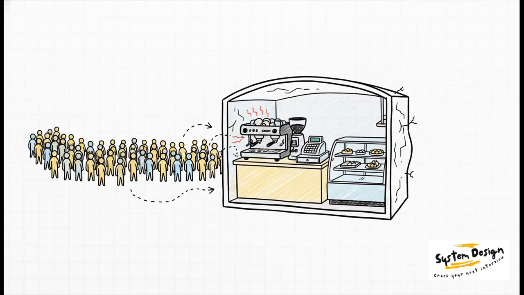Picture a cozy little cafe where the kitchen, the cash register, the coffee machine, it's all one connected unit. It's super simple to get started, right? Everything's in one place. But if the coffee machine gets swamped, the whole cafe slows to a crawl. It's really tough to scale just one part of it.